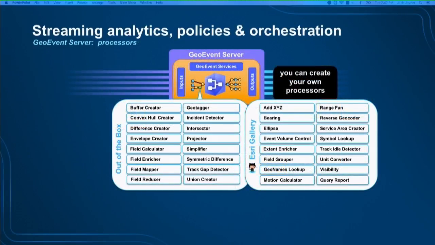Here's an example. Here's the list that shows all of the different types of processors that we currently support. So just like before, we have our out-of-the-box connectors as well as our gallery connectors. A couple ones I wanted to highlight here on the left were things we mentioned before about creating a buffer and the geotagger. But there's also things like the field calculator. This works the same as a field calculator would in our desktop platforms, where you can actually modify specific attributes while it's in transit.